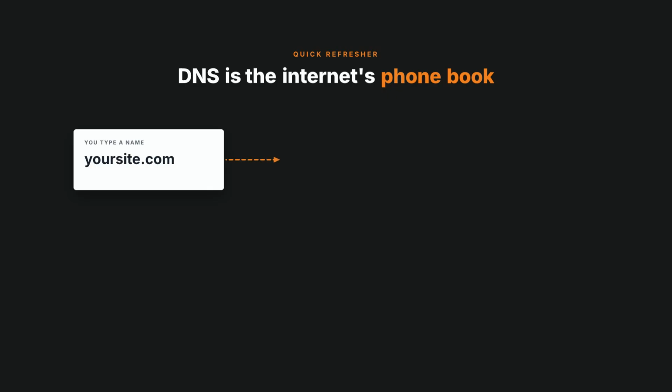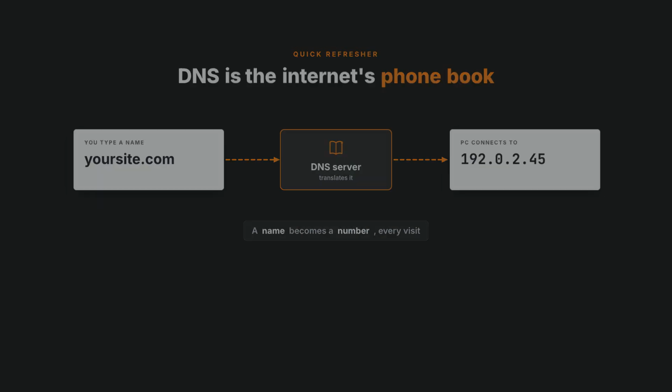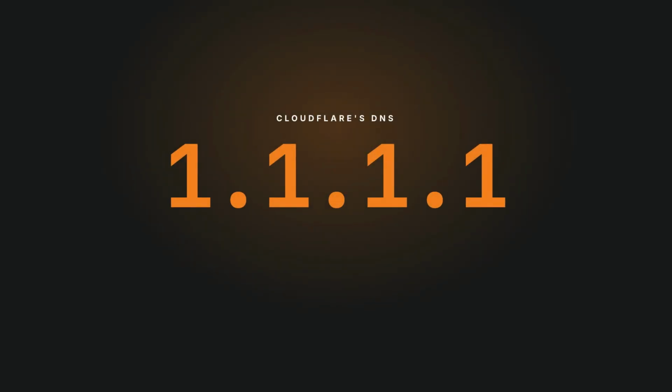Quick refresher before we start. DNS is basically the internet's phone book. Every time you type in a website name, your computer asks a DNS server to translate that into the actual numerical address it needs to connect to. By default, that job is handled by your internet provider, but their servers aren't always the fastest or the most private option out there. Cloudflare's DNS, at the address 1.1.1.1, is built to be quicker and to not log your browsing activity the way some providers do, which is exactly why we're switching over to it.